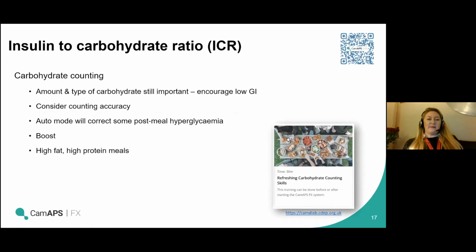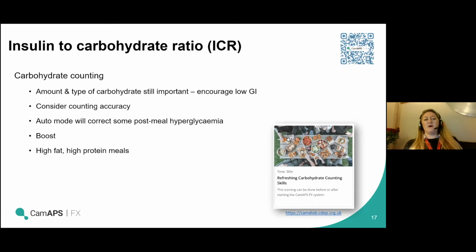And we'll always bang on about how important the basics are. So carb counting, even with a closed loop system, is absolutely crucial. The amount and type of carbohydrate is still important. Some people will always get away somehow with it and absorb carbohydrate differently, and can get away with eating higher GI foods than others. But generally we would be encouraging a low GI diet and really considering the accuracy of the carb counting.